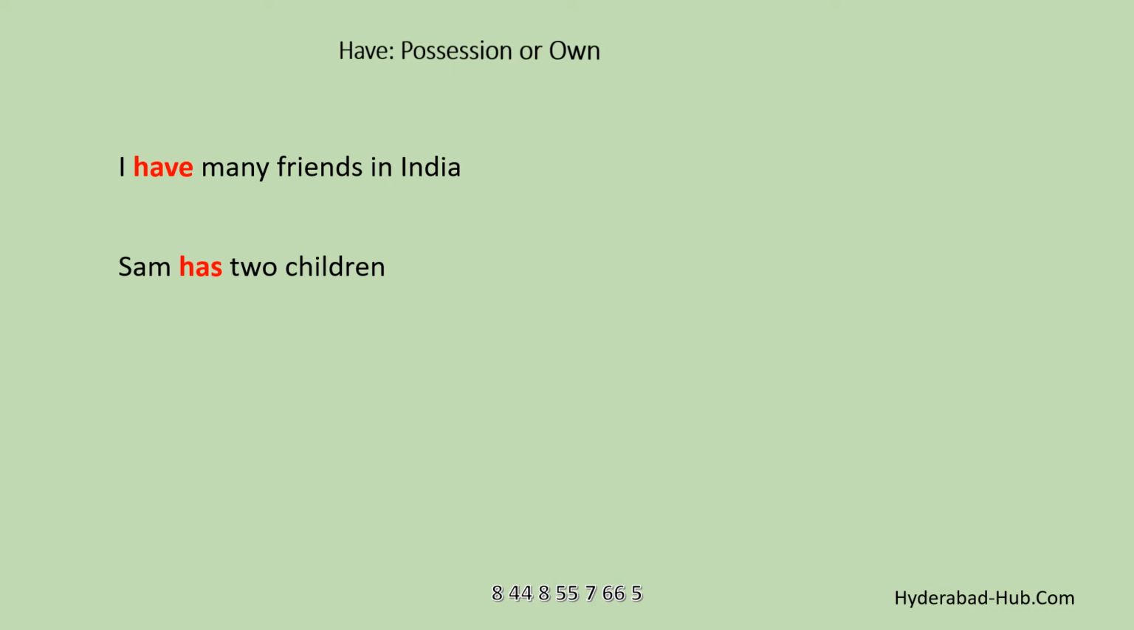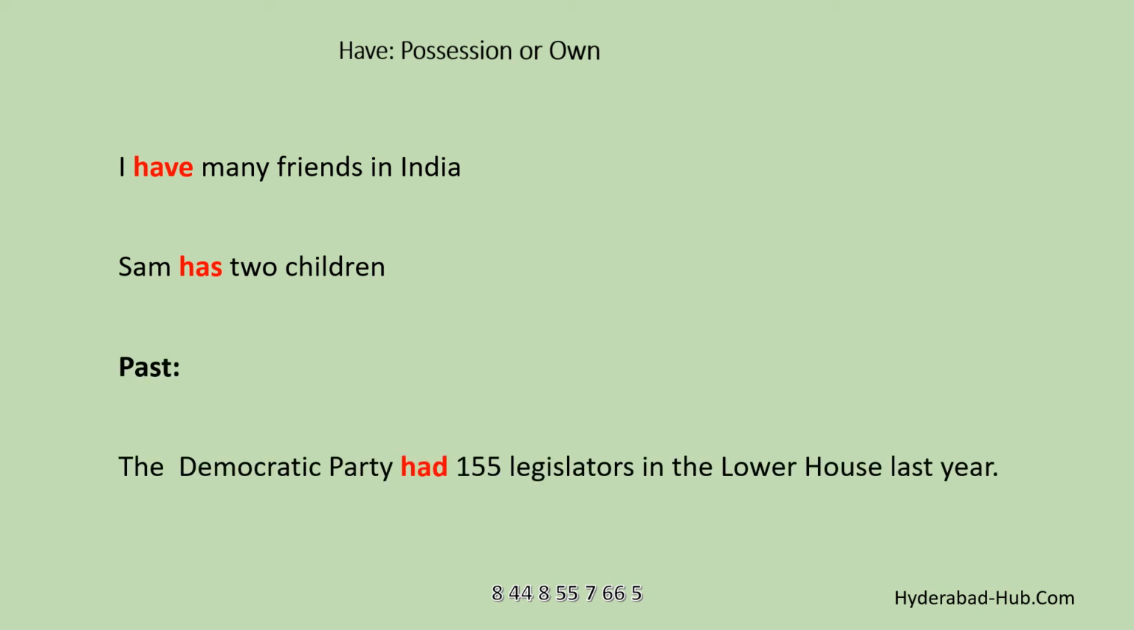To mean possession in the past, you could use had. For example, the Democratic Party had 155 legislators in the lower house last year.